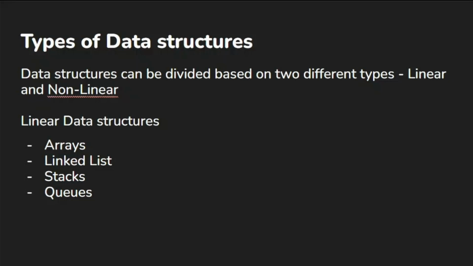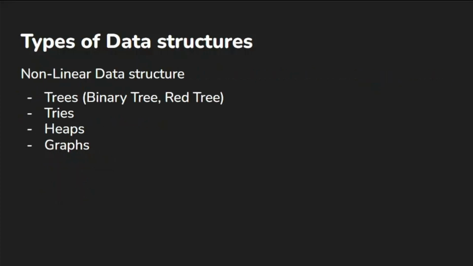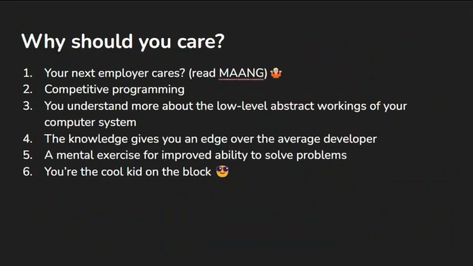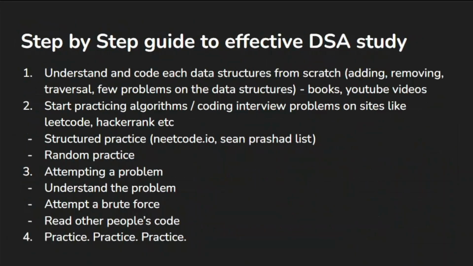When is it appropriate to use a linked list? When is it appropriate to use a stack? When is it appropriate to use a queue? When is it appropriate to use a tree? When is it appropriate to use a trie, a heap, or a graph, right? After studying these data structures, you need to understand all of their workings. How can you add to an array? How can you remove from an array? How can you traverse, like loop through an array? And just a few problems revolving around this.